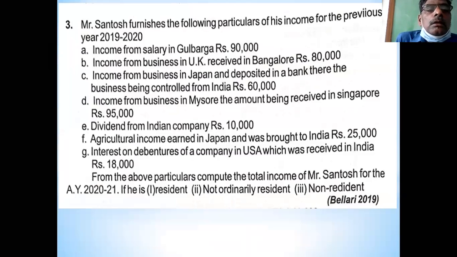Next, you see the third example. Mr. Santosh furnishes the following particulars of his income for the previous year 1920. Income from salary in Gujarat. Where is Gujarat? Gujarat is in India. Therefore, earning from India, taxable to all.